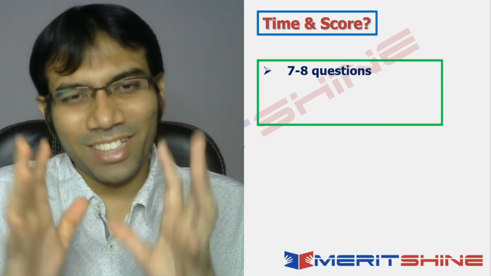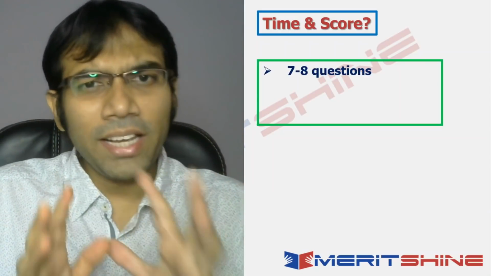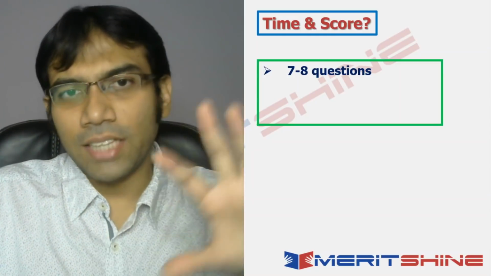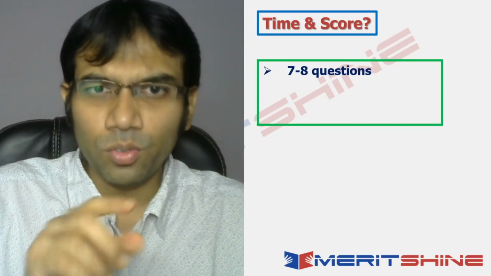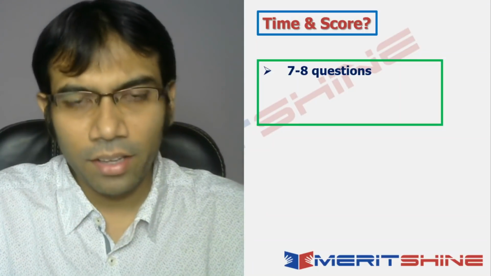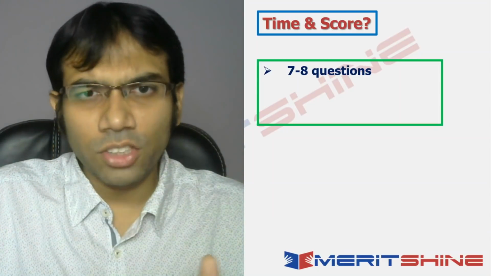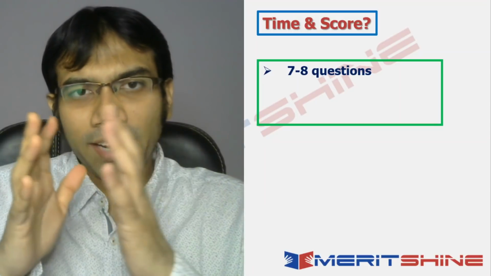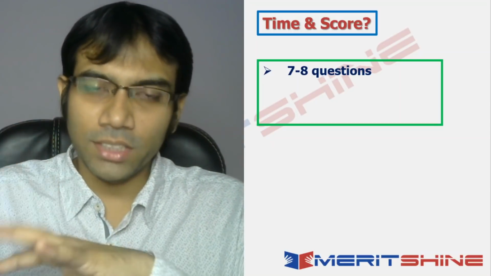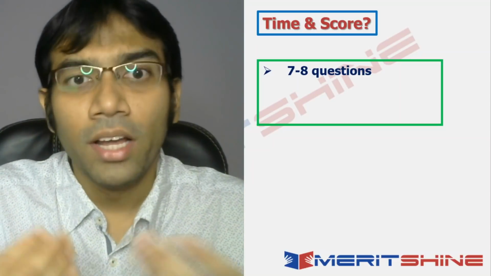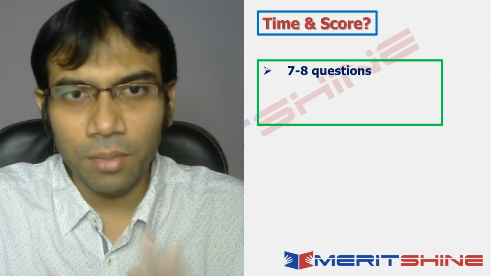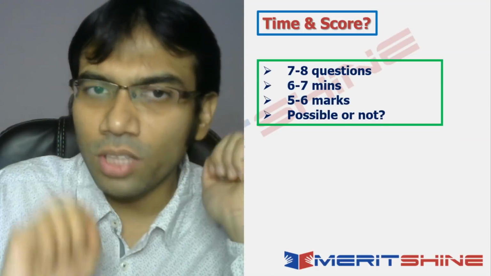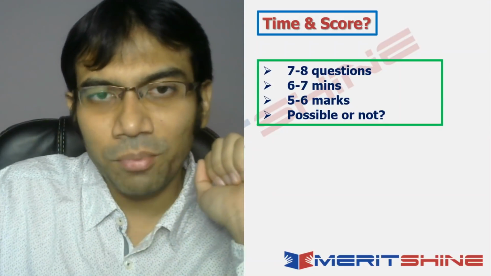And look at this. Now let's discuss the time and score. Normally in a paper you get around 7 to 8 questions on critical reasoning. If these are the kinds of 7 to 8 questions, the first 4 questions would have taken around 50 seconds to 1 minute. But the next 4 questions would have taken 40 seconds on an average. So if you had taken 4 minutes for the first 4 questions, for the next 4 questions you would have taken around 2.5 to 3 minutes, let's say 3 minutes. So 8 questions you would have been done within 6 to 7 minutes.